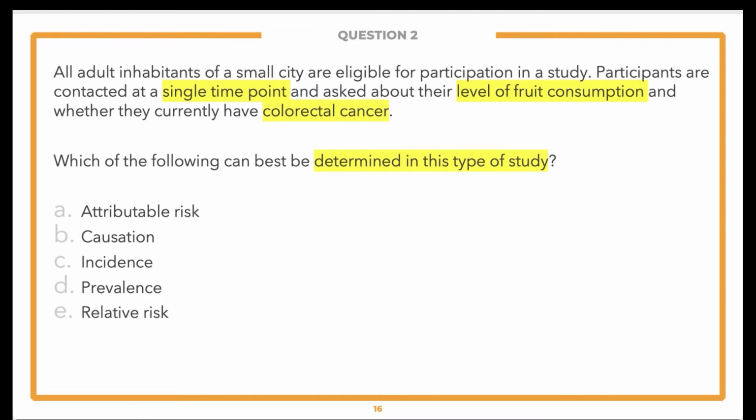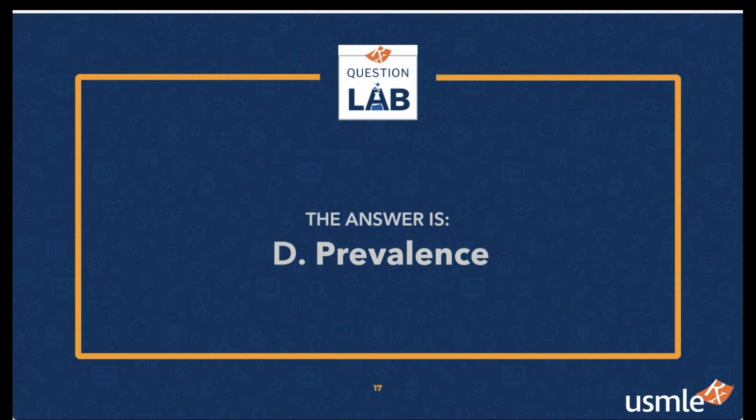Okay, so let's go ahead and share the results. And okay, interesting here. Almost half of you went with prevalence, answer choice D. And then a tight race between relative risk, incidence, and attributable risk, with a few votes for causation. So kind of an interesting pattern. Let's go ahead and hide the results and reveal the answer. And the answer is answer choice D, prevalence.